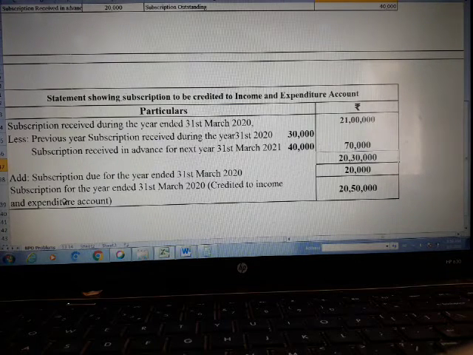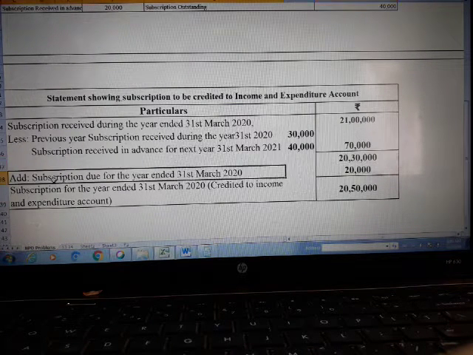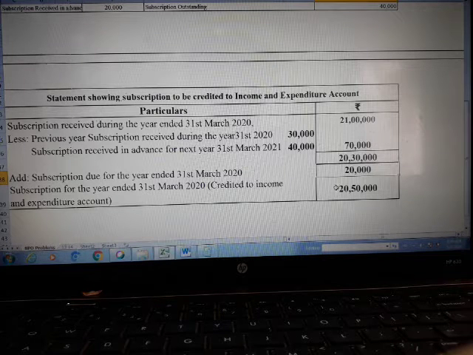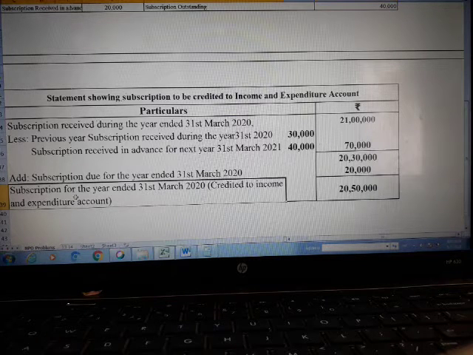So I am just going once again to my working file, and here I'll show it as add subscription due for the year in the 31st of March 2020, 20,000 rupees. Can you able to understand how I derived this 20,000? From that calculation of 50,000, 30,000 I am eliminating because it belongs to the previous year outstanding balance out of 60,000, and current year will be only 20,000. When I add this 20,000 with this 20 lakh 30,000, I will get 20 lakhs and 50,000. So this is nothing but the subscription for the year ended 31st of March 2020, which I should credit to my income and expenditure account.